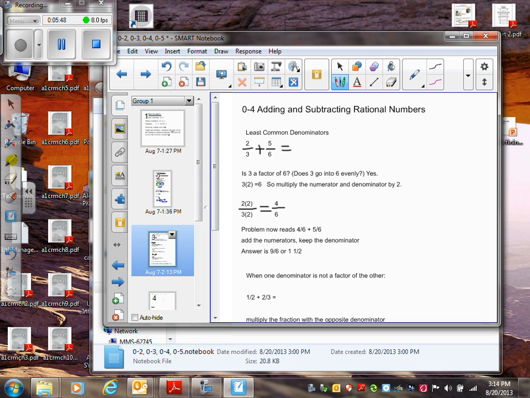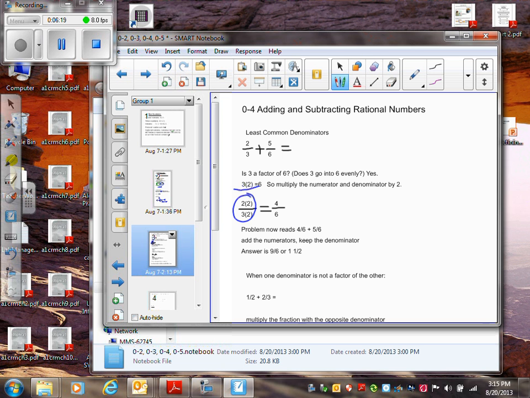On 0-4, we're talking about fractions. Really, they just want you to find the least common denominator. So if we have 2/3 plus 5/6, the first thing we want to ask is: is 3 a factor of 6, does 3 go into 6 evenly? The answer is yes. So all we have to know is that 3 times 2 equals 6, so we're going to multiply the numerator and denominator by 2.